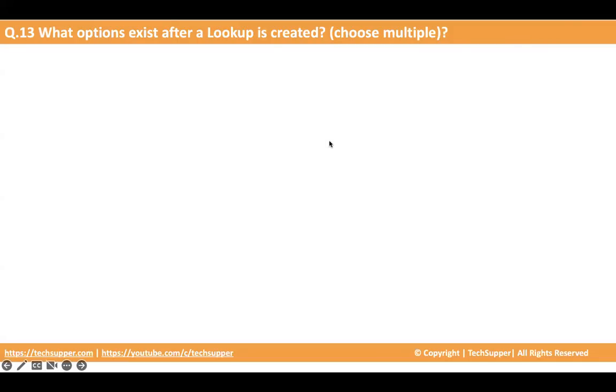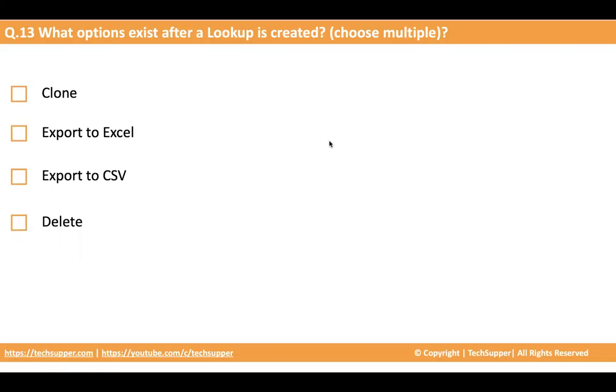Okay, now let's get into the next question. This is also a valid question for the certificate. What options exist after a lookup is created? Again, if you don't know the answer, you can create a lookup, hover on the lookup, click on the action menu and see what options you see when a lookup is created. Here are the options on the screen. Clone, export to Excel, export to CSV, and delete.